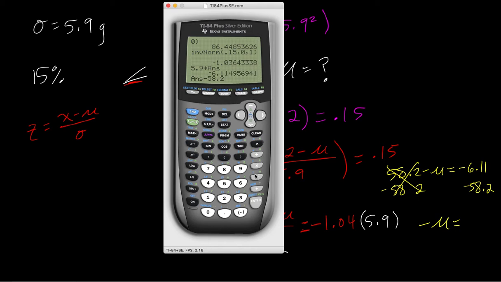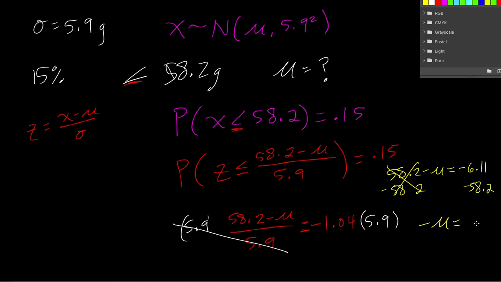So I'm subtracting 58.2 from my previous answer. I get negative 64.3. And since they're both negative, my mu is positive 64.3. Okay? Now we're going to do the last one.